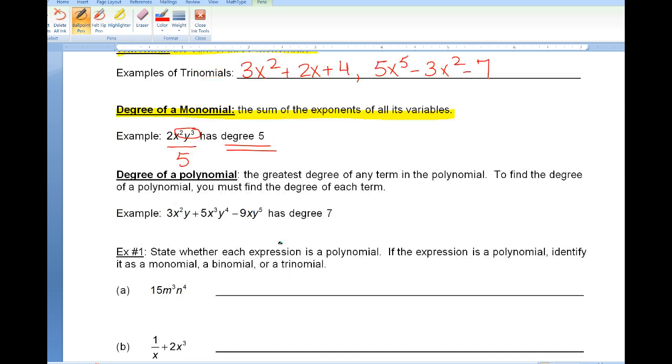So when I'm looking to find the degree of a polynomial, that's going to be the greatest degree of all the terms in the polynomial. I have to look term by term and figure out what the degree is of each term. So here, since y doesn't have an exponent, we know it's a 1. So the degree of this term is 3, the degree of this term is 7, and the degree of this term is 6. So when I want to know the degree of the polynomial, I'm going to choose the largest of all the degrees.